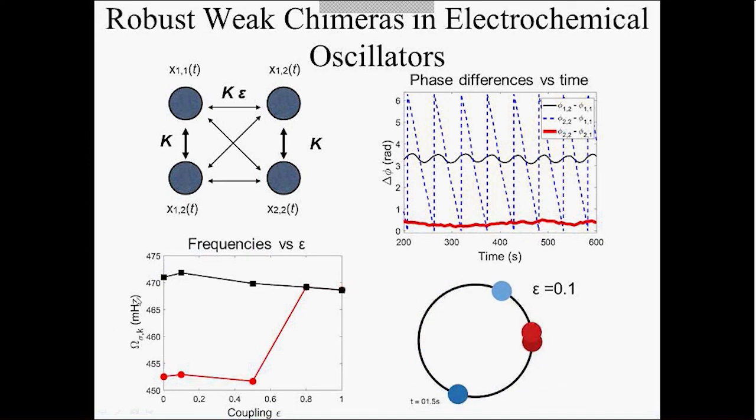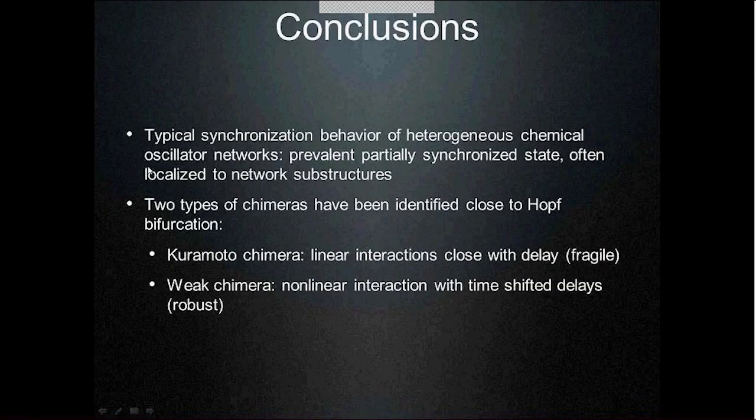So here's the frequency of the groups versus the epsilon value, and this is the 0.1 value, which is being shown over here. We also observed it at 0.5, and then we can see a transition to both of them going to the antiphase state at around 0.8, and then the two groups are synchronized to each other to where now there's no phase slipping between the groups, and so we lose the weak chimera state.